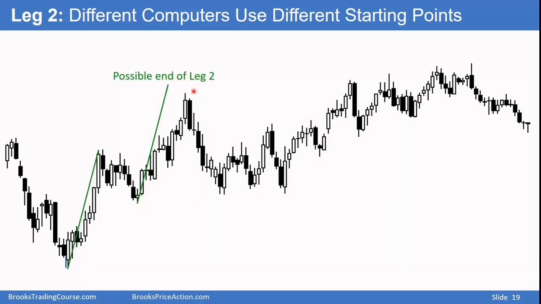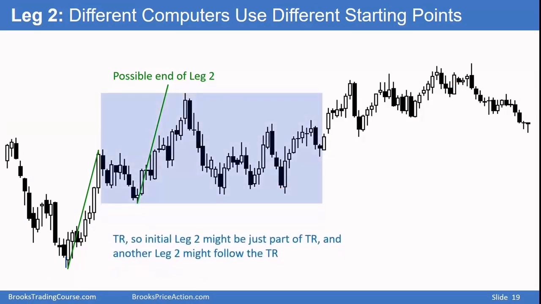Leg 1, pullback, leg 2. Did not quite get there. It's still probably leg 1, pullback, leg 2, but it's possible that it's leg 1, pullback, leg 2. Since this became a trading range, it makes me wonder if this is not leg 2. So this is leg 1, trading range, and maybe leg 2 starts here at the start of this breakout.